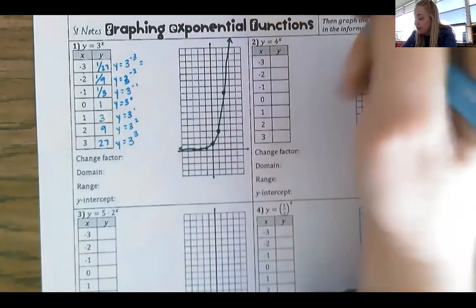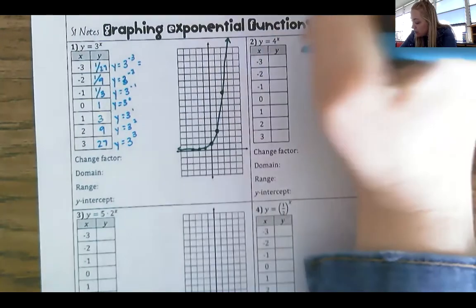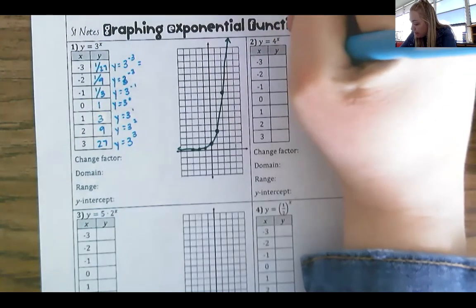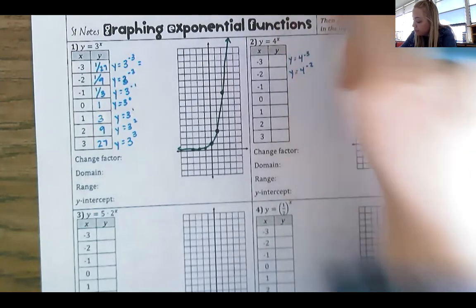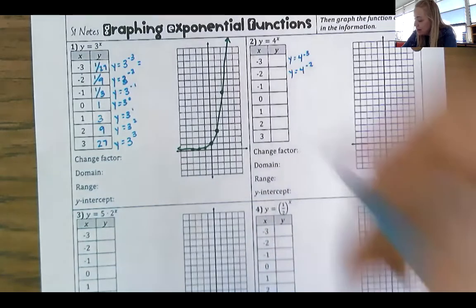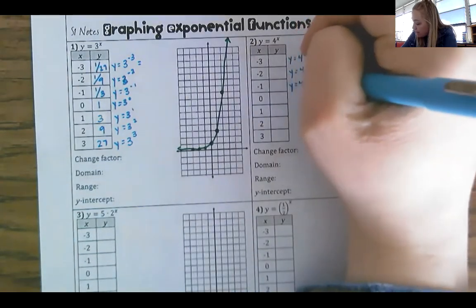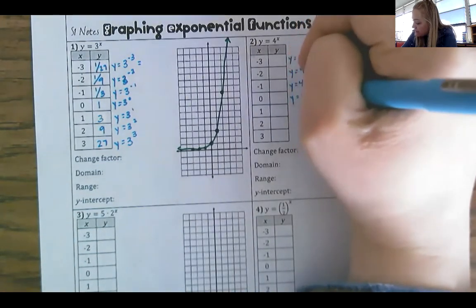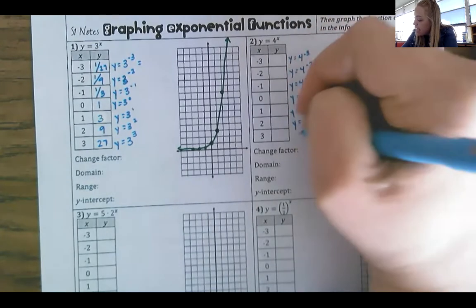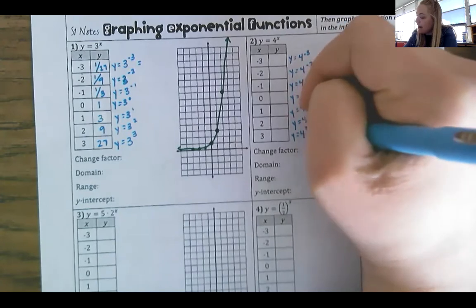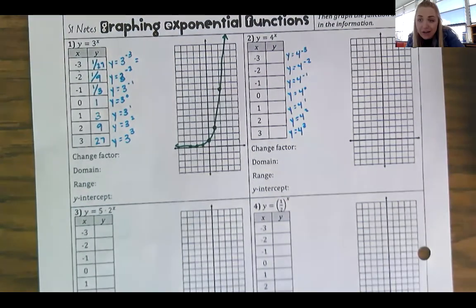Well, I know that that would be y equals 4 to the power of negative 3. And then we have y equals 4 to the power of negative 2, because remember, I'm putting my x values there. Y equals 4 to the power of negative 1, y equals 4 to the power of 0, y equals 4 to the power of 1, y equals 4 to the power of 2, and y equals 4 to the power of 3. Get your calculator out and calculate those. Push pause because we're going to check in when I'm done calculating mine as well.